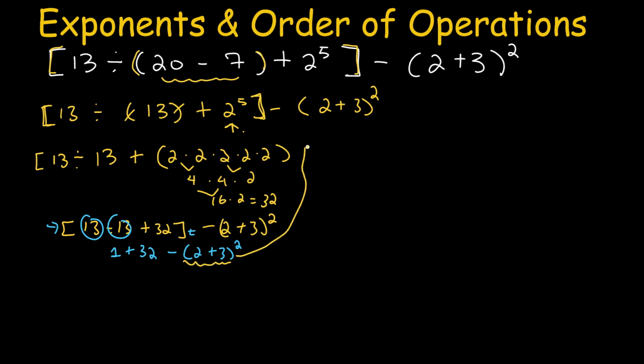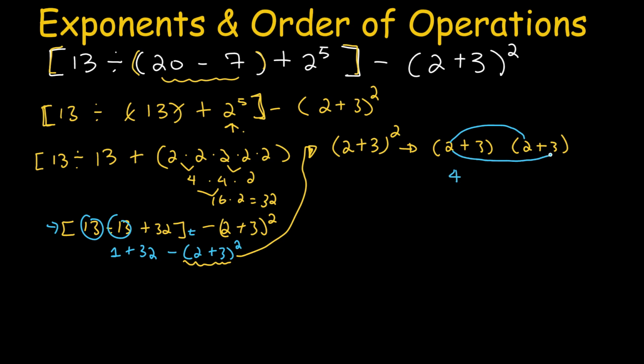So let's take this problem up here and let's solve it. So what is this here? What does this mean? Well, it means that we are multiplying 2 plus 3 by itself, 2 plus 3 times 2 plus 3. So what we need to do is distribute. 2 times 2 is 4, and 2 times 3 will be 6. And now let's distribute the next one. 3 times 2 will be 6, and 3 times 3 will be 9.